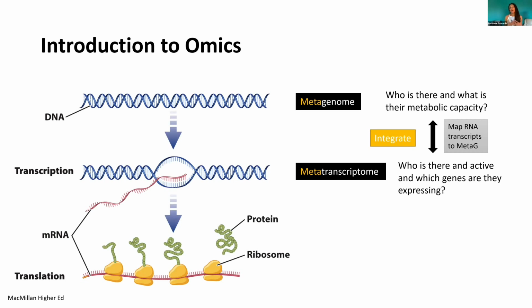Most integrative omics studies integrate between the metagenome and the metatranscriptome. That's fairly common these days. So mapping metatranscriptomic reads back to an assembled metagenome.